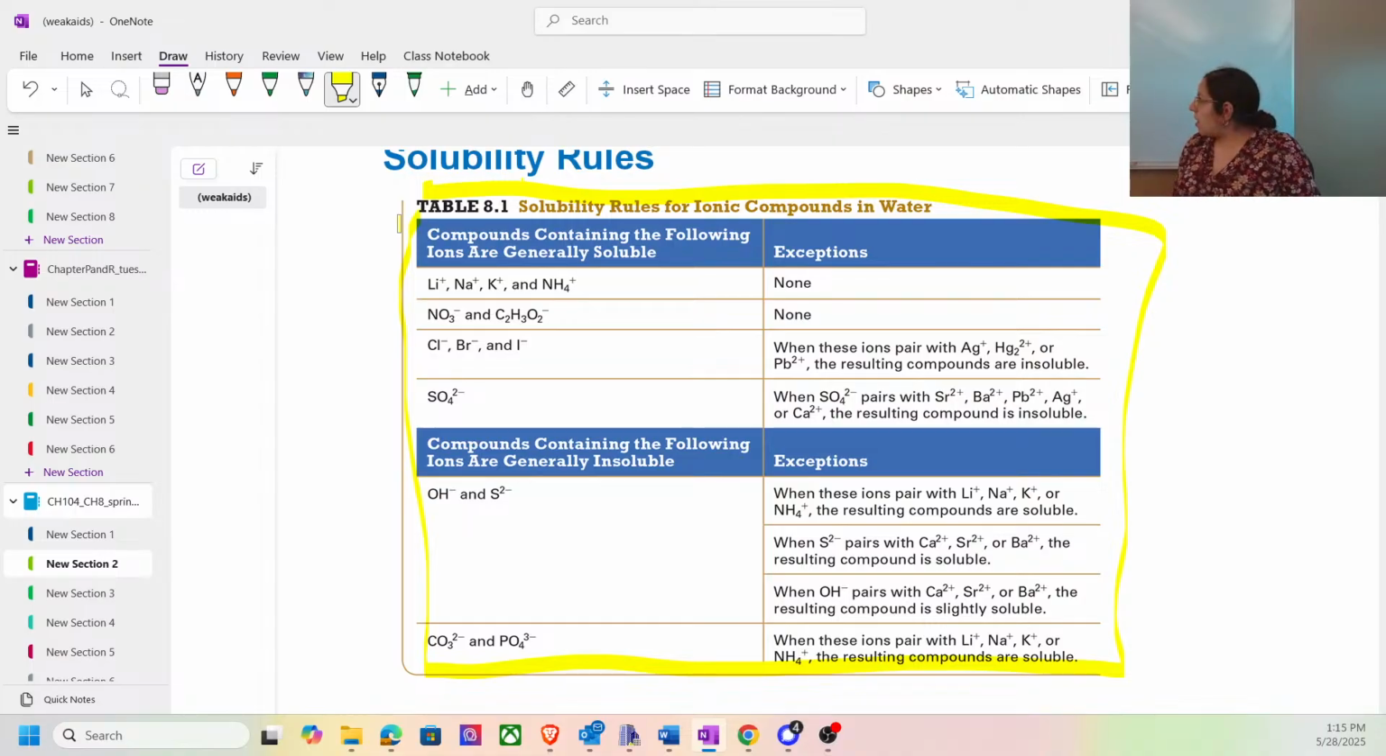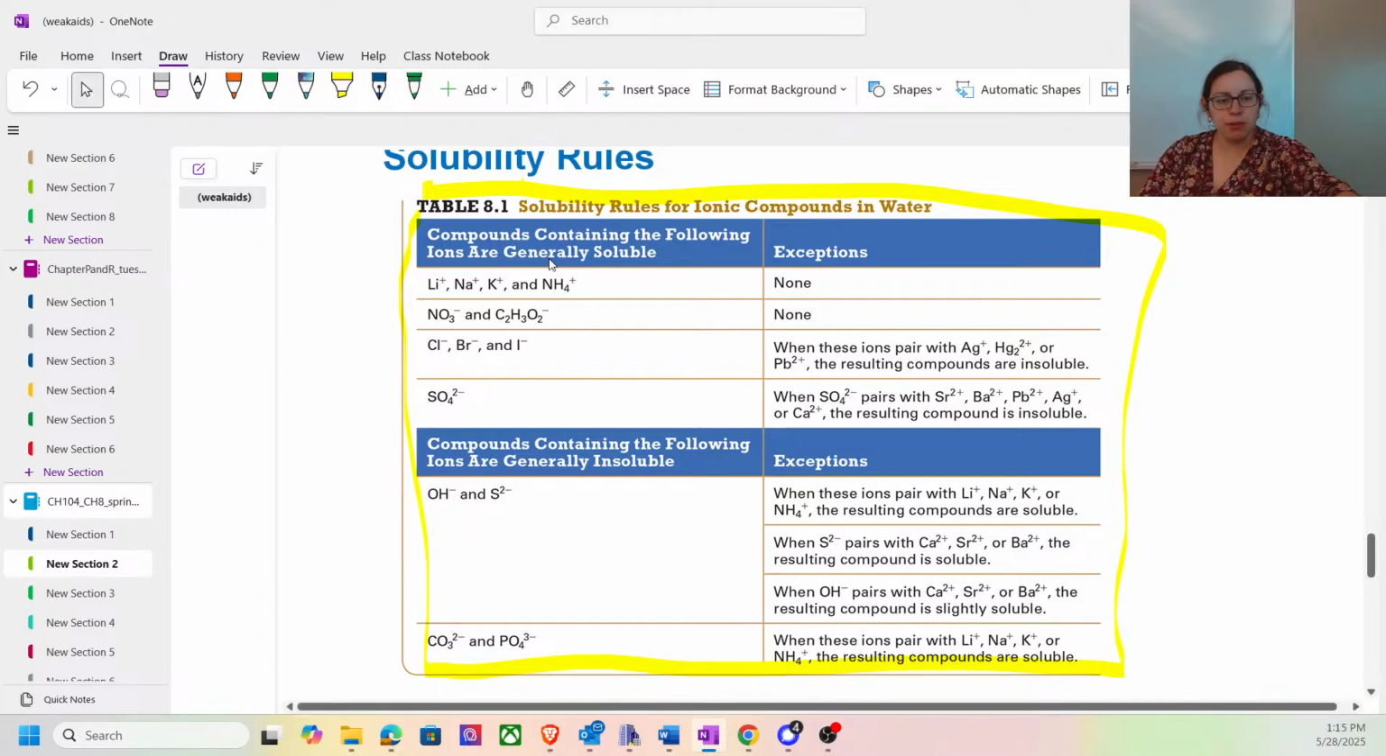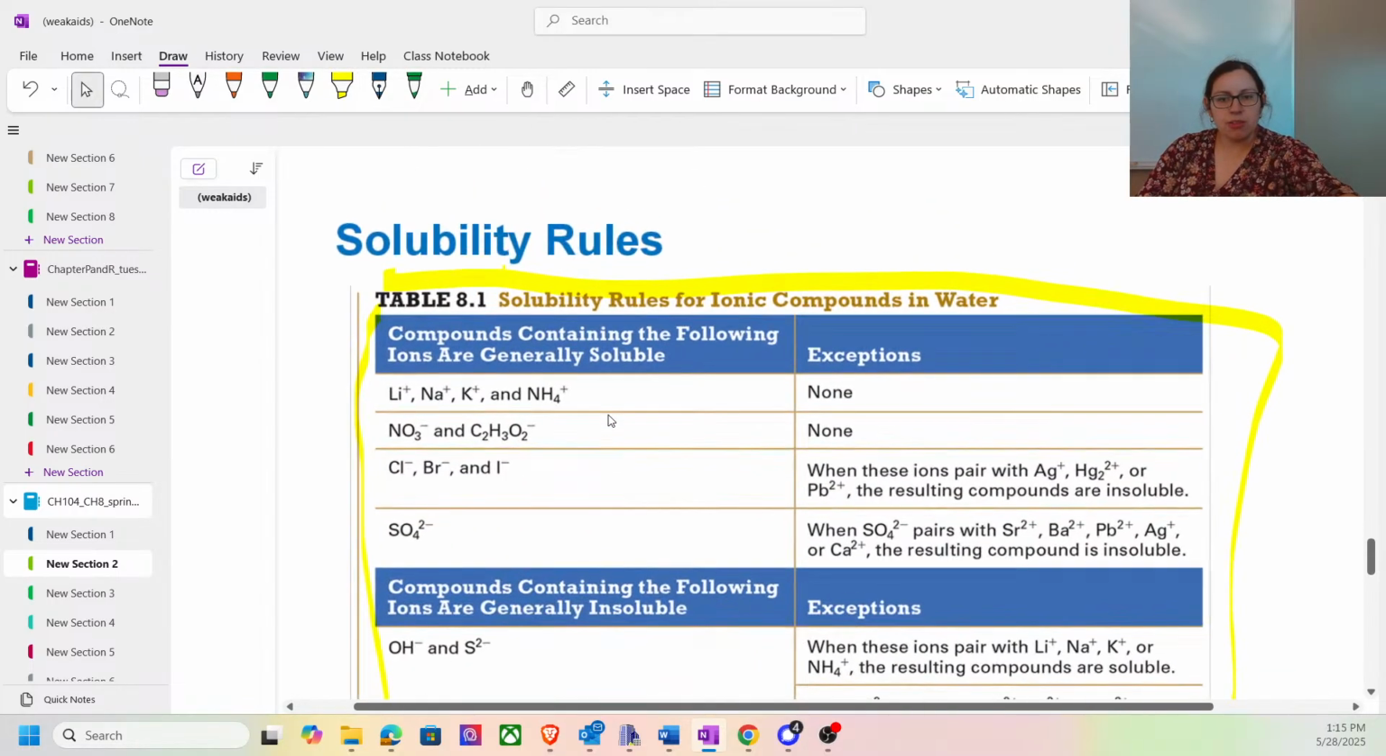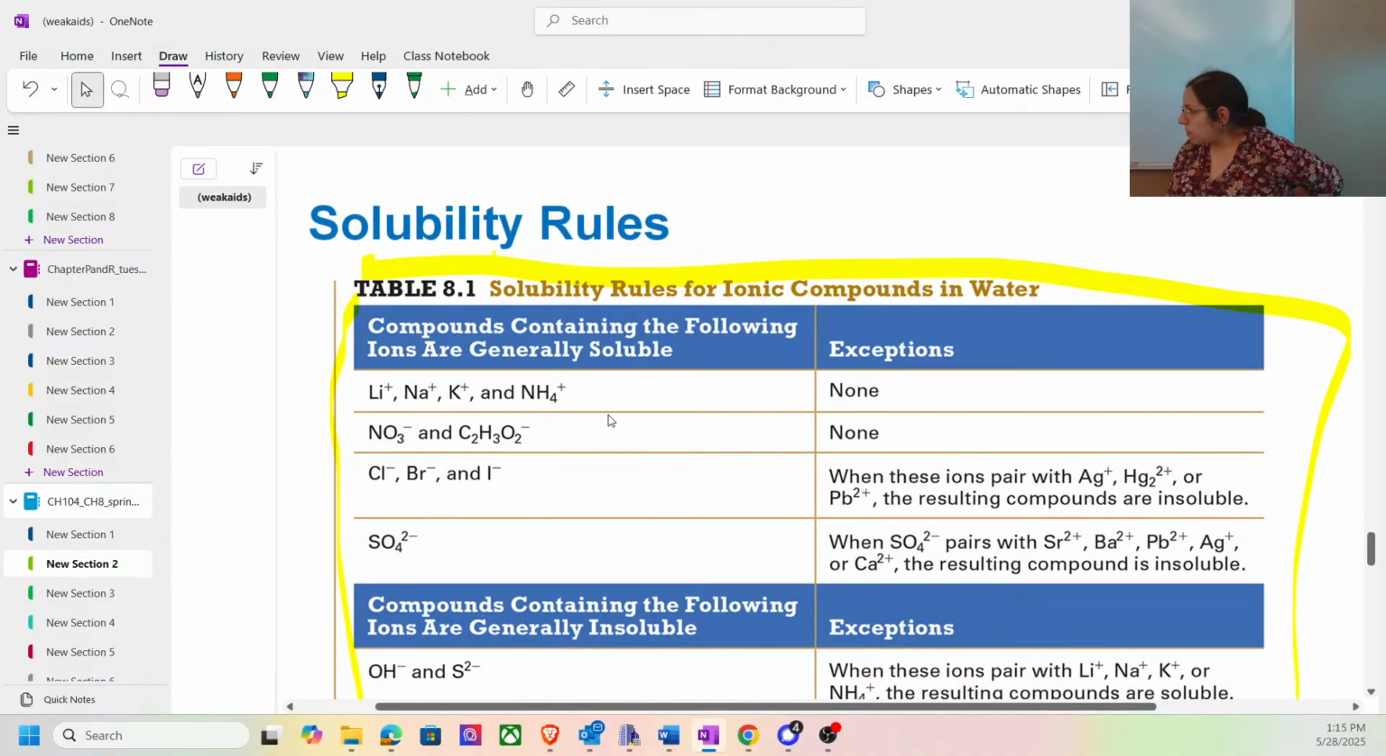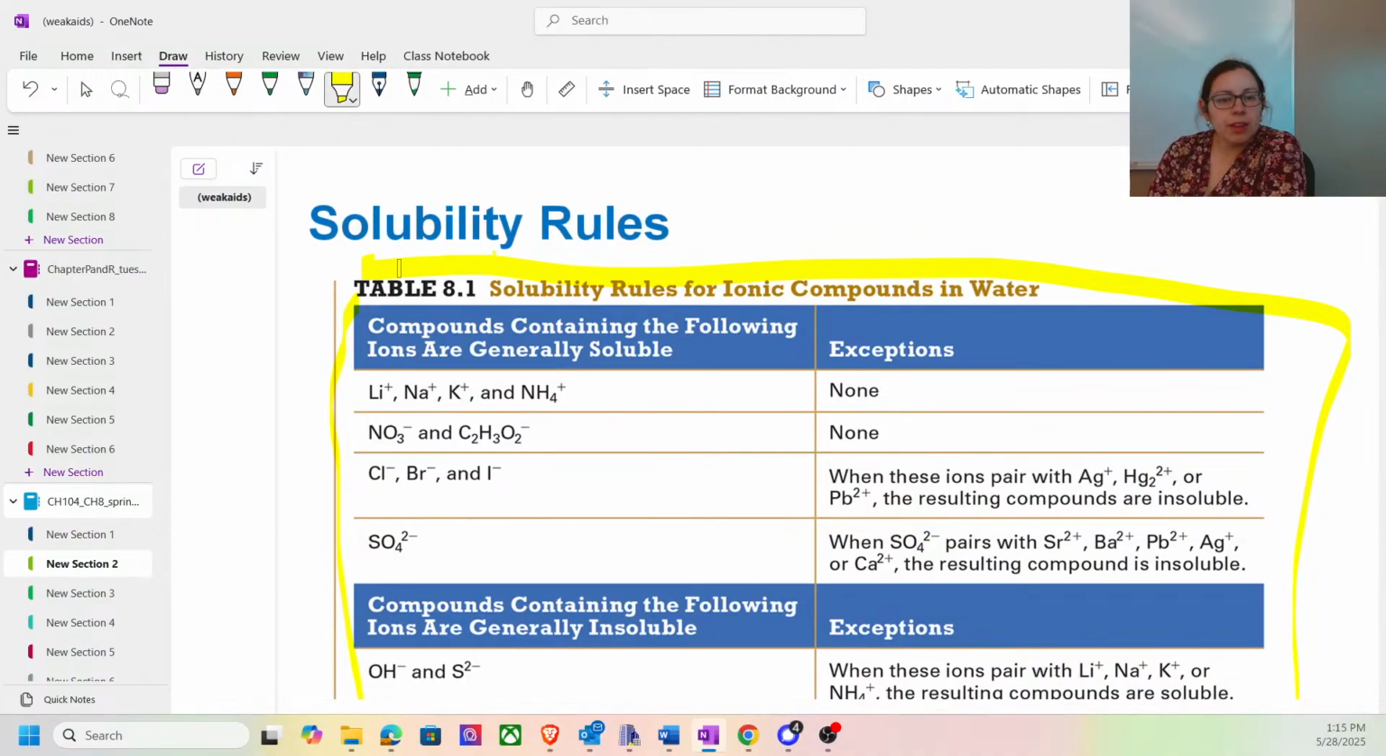I like this one just because of how it's laid out, but again, feel free to find another resource online. They should all be pretty similar. The key points are that we have our alkali metals here, at least most of them, and then ammonium: lithium, sodium, potassium, and ammonium. These are always soluble, so notice those don't have any exceptions.